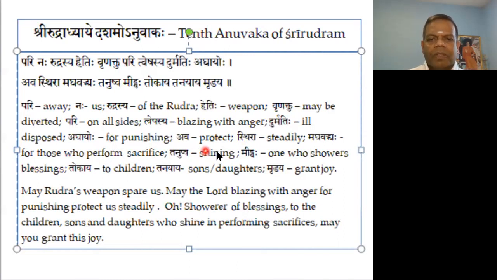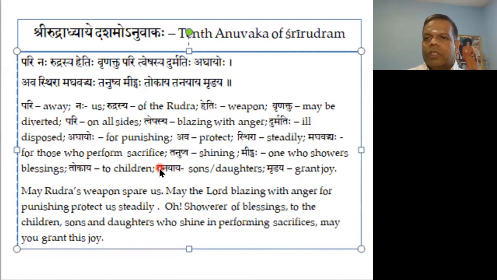Our. Sthira. Sthira means, again, the tha is the second letter in the tha varga, so it has to be aspirated. Sthira means steadily or in steadiness, that kind of meaning. Maghavadbhyaha. Again, Maghavadbhyaha is for all of them, that kind of meaning. It's plural.